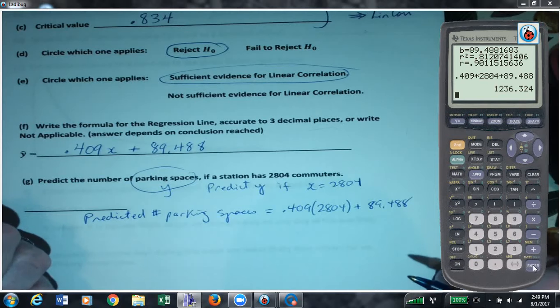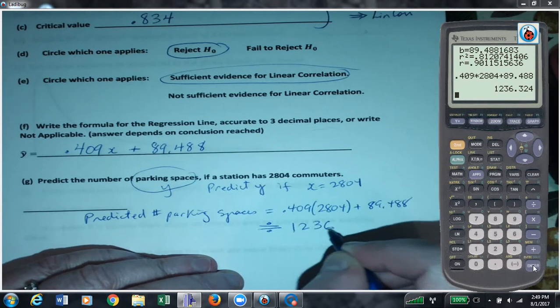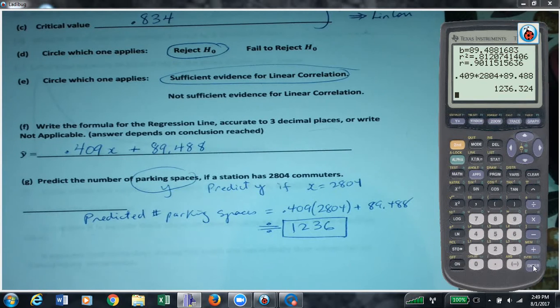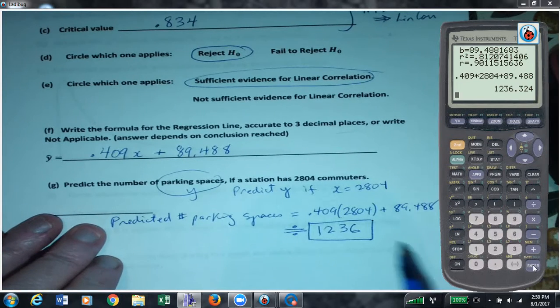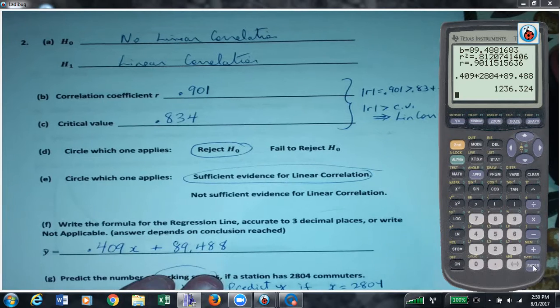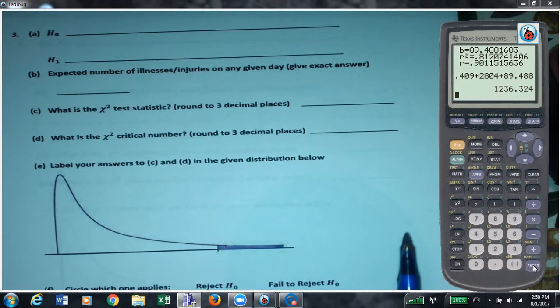I want that to be a whole number. And even if that had been 1,236.9, I still would have said 1,236 because you can't have 1.5 parking spaces. Okay, so that's the number of parking spaces that we've predicted. Because there was a linear correlation, I use a regression line. I have a regression line because there is a linear correlation. On the problem before, there was no regression line because there was no linear correlation.